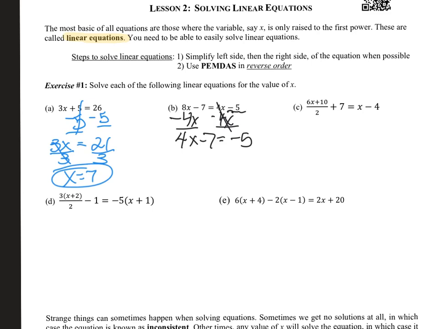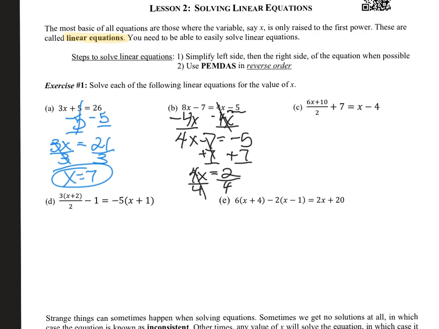Now this looks like, we call it a two-step equation just because it takes 2 steps to solve it from here. It looks very similar to what we just did in part A. So I'm going to add 7 to both sides, and I get 4x equals a positive 2. Be careful with your negatives there. And now I'm going to divide both sides by 4.